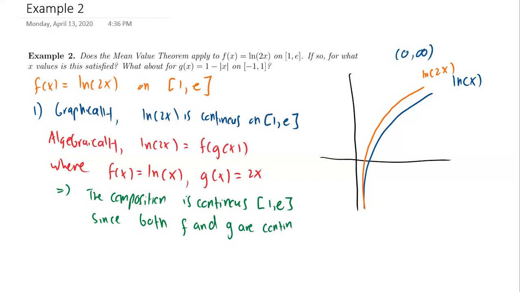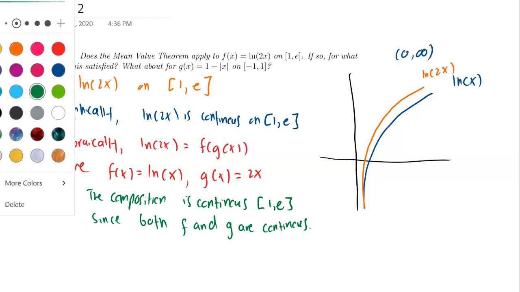So either way works, whether you want to do it algebraically or graphically. I'm fine with either as long as you show your work. Okay? So the first part works. It is continuous. Now for differentiability, it's the same thing. I already gave you a graphical argument, and you can also do a composition, because what does it mean to be differentiable? That the derivative exists. Right? So you can find the derivative of this using the chain rule.